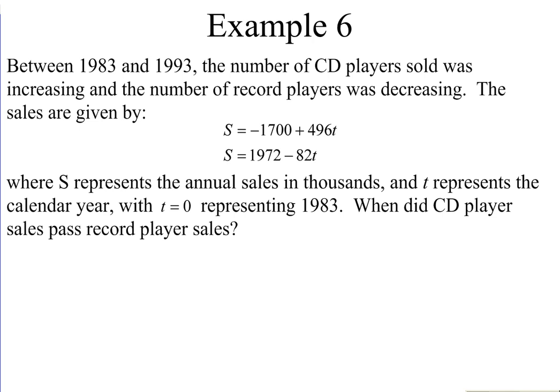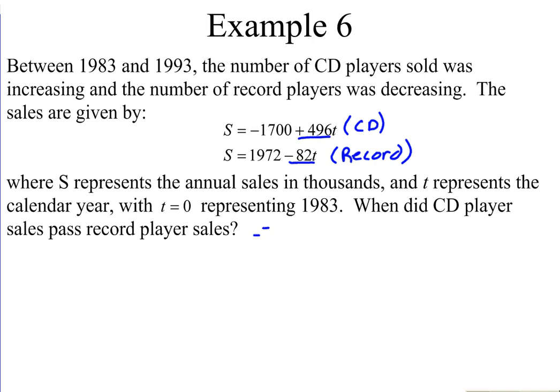Looking at these two equations, you should be able to identify which one is the sales for CD players versus the one that is sales for record players. Top one is CD player sales. Bottom one is record player sales. How do we know that? Well, we know CD player sales was increasing, and this linear equation has a positive slope showing it's increasing. Record player sales were decreasing, and this one has a negative slope showing the sales were decreasing. When did one pass the other? Well, we're really interested in when were they equal, because we know as soon as they become equal, if one is increasing and one is decreasing, the other one is going to pass.